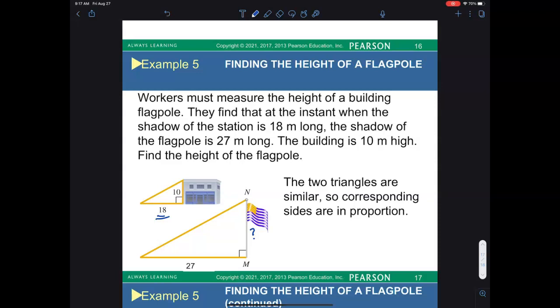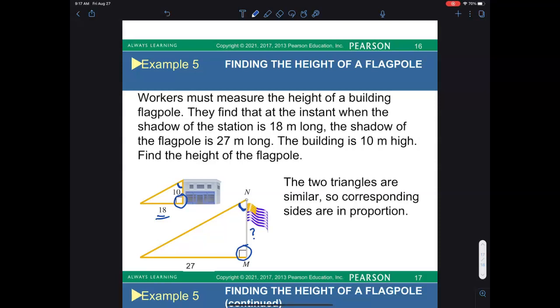Now, because the flagpole is straight up and down and the side of the building is straight up and down, we have these right angles in the corners. And similarly, the sun is shining on the building and the flagpole at the exact same angle of the sun rays, which is sort of up here. The angle of the sun ray coming off the building is going to be the same as the angle of the sun ray coming off of the flagpole.